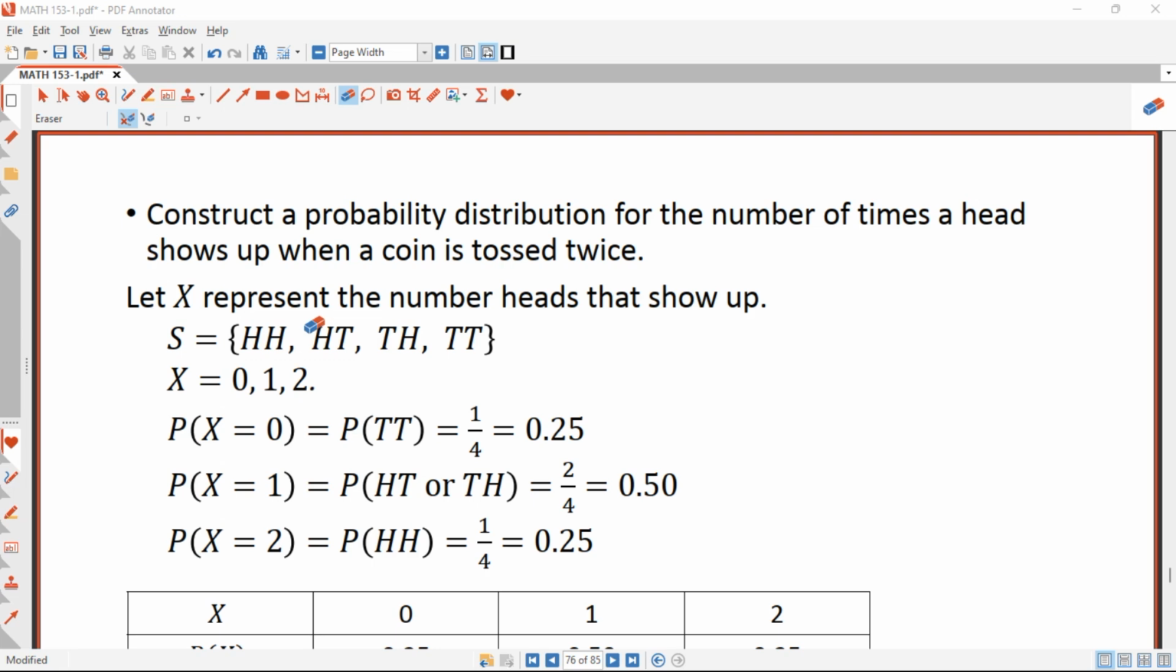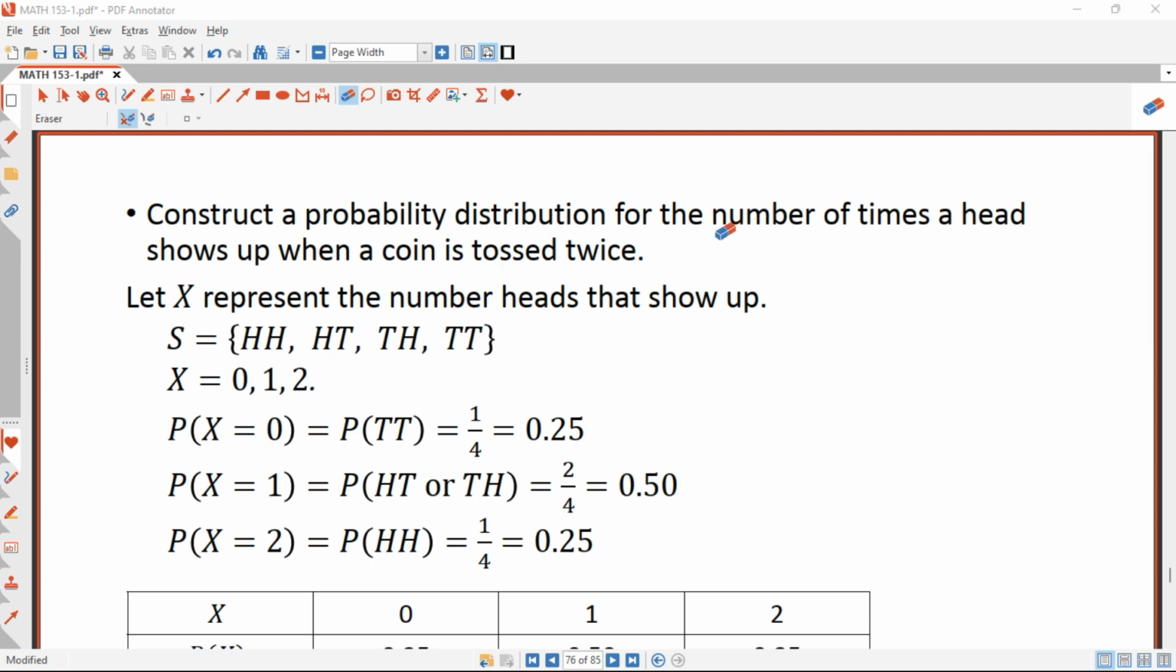Yes, when a coin is tossed twice. I'm very sorry, right? When a coin is tossed twice, you are going to get HH, HT, TH, and TT, right? So if you don't understand how we got this sample space, please go back to my previous video, introduction to probability, and then go and watch. You will really understand it a lot, right?